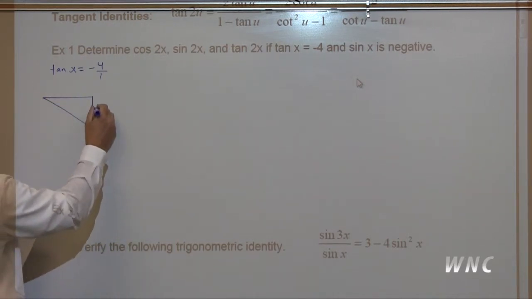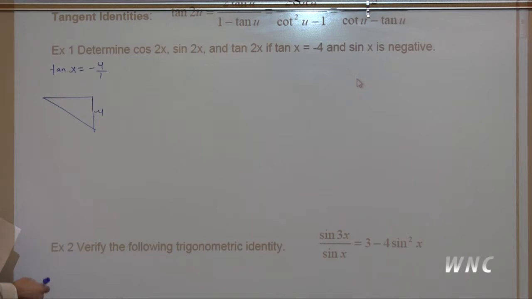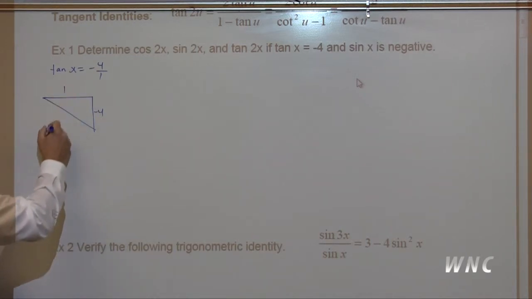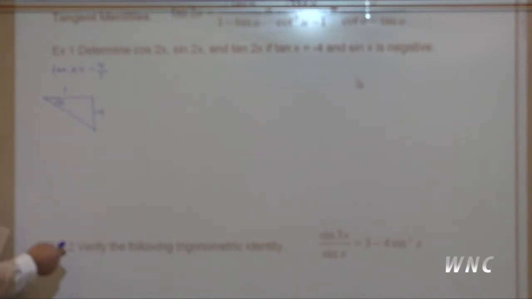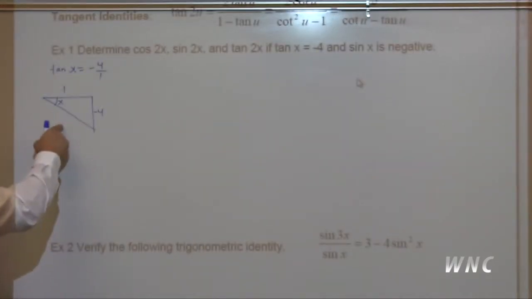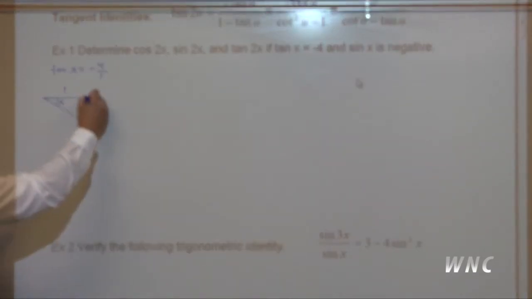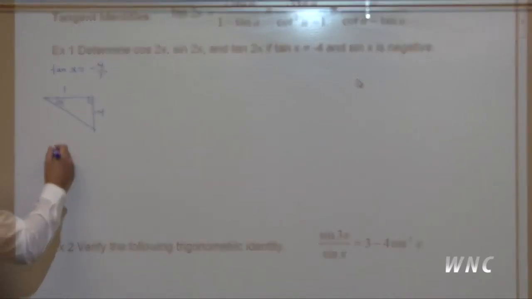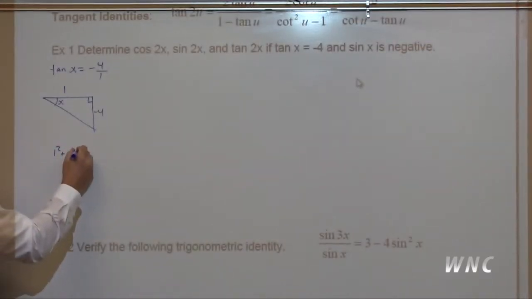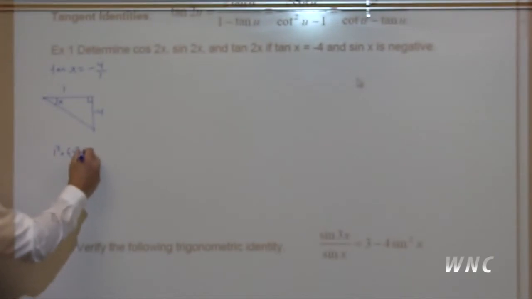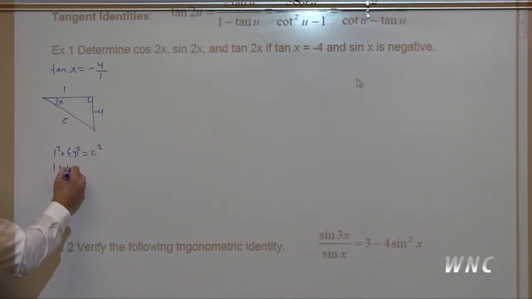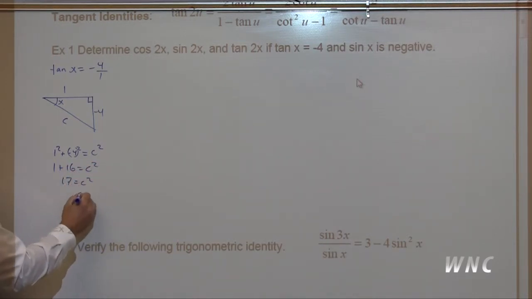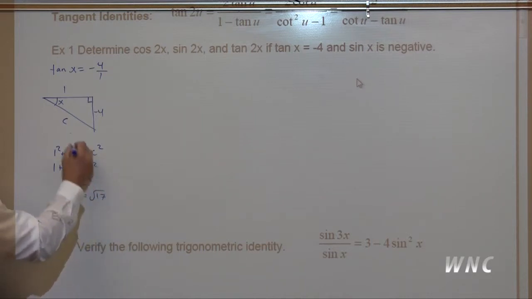So we could draw ourselves a triangle. Draw it like this, so we have this negative 4, and then here's the 1, and here's our x. We want to find the other side, the hypotenuse of this right triangle. 1 squared plus negative 4 squared is equal to, we'll call that c squared. So 1 plus 16 equals c squared, so 17 is c squared, c equals the square root of 17.